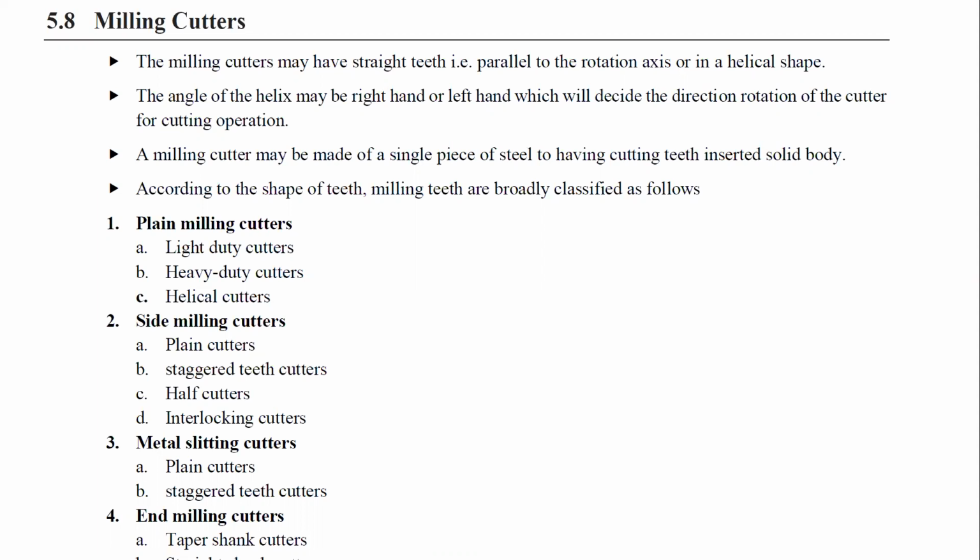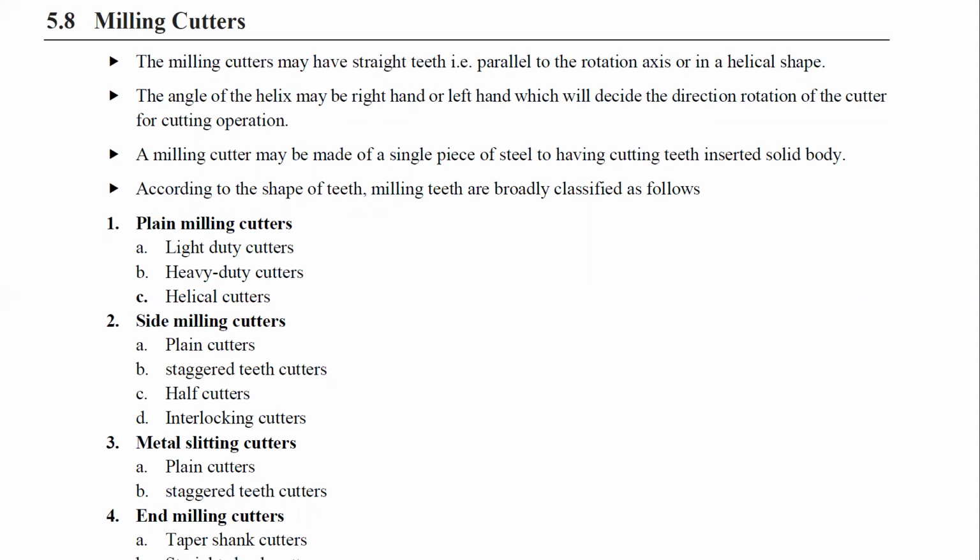First, let us see the milling cutters may have straight teeth parallel to the axis of rotation or in helical shape. As you know, gears are of two shapes, spur type and helical type. Similarly, the milling cutter may have straight teeth which are parallel to the rotation axis or in helical shape. The angle of helix may be right-handed or left-handed, which will decide the direction of rotation of the cutter for cutting operation.